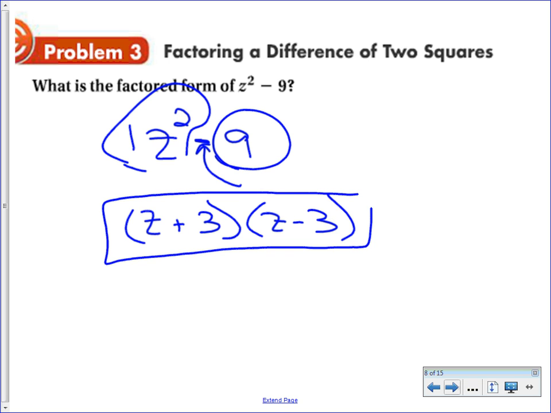Hopefully you're thinking of, why does this work? Well, when you take the inside times the inside, you get a positive 3z. Outside times outside, you get a negative 3z. A positive 3 plus a negative 3 gives you 0, which is why there isn't a b value. So your final answer for this one is z plus 3, z minus 3.